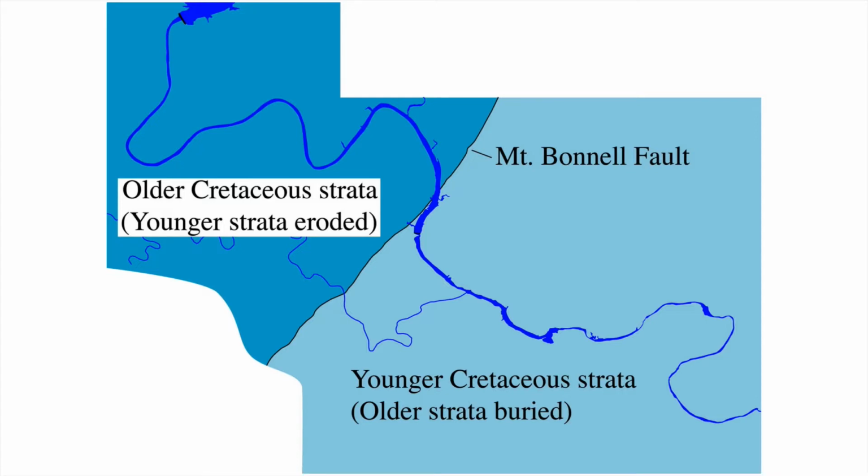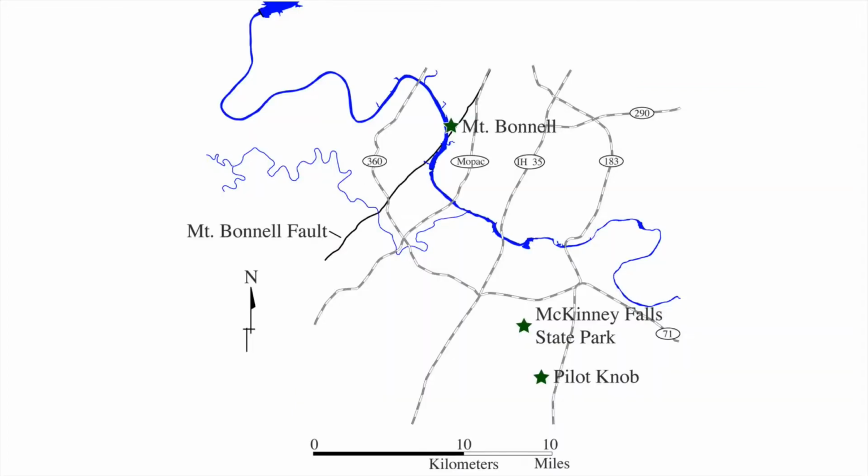However, for this trip, we will not be looking for evidence of faulting. We are going to be looking for evidence of volcanism. As you can see, McKinney Falls is east of the fault. However, it is close to Pilot Knob, an extinct volcano here in central Texas. You might remember locating it on the geologic map when we were investigating Austin previously.